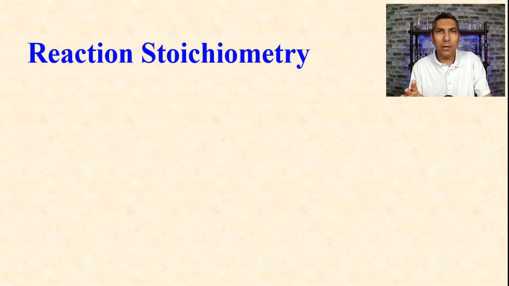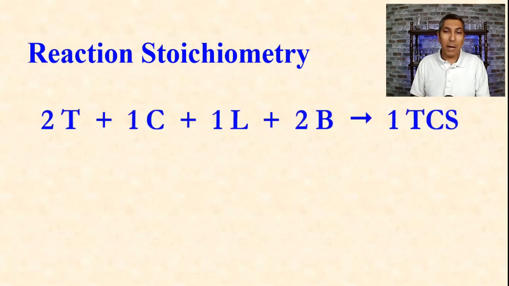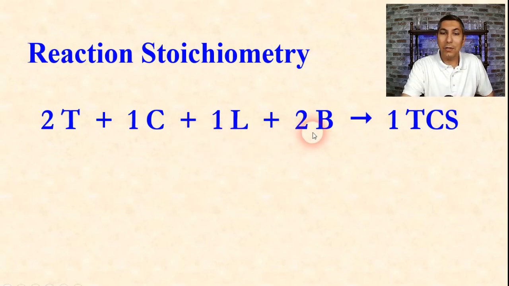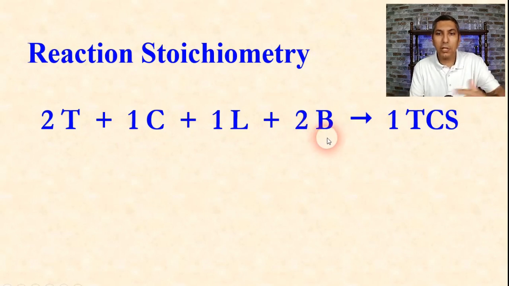Now, before we jump right into reaction stoichiometry, let's imagine a similar example, perhaps one that you've seen in your everyday life. Here I have an equation, and you might wonder, what in the world is this equation? Well, this is an equation for making a turkey and cheese sandwich. In order to make a turkey and cheese sandwich, you need 2 slices of turkey, 1 slice of cheese, 1 slice of lettuce, and I bet you can guess what the B means, right? Bread. And so you need 2 slices of bread. You take those ingredients and you put them all together, and you have a tasty turkey and cheese sandwich.